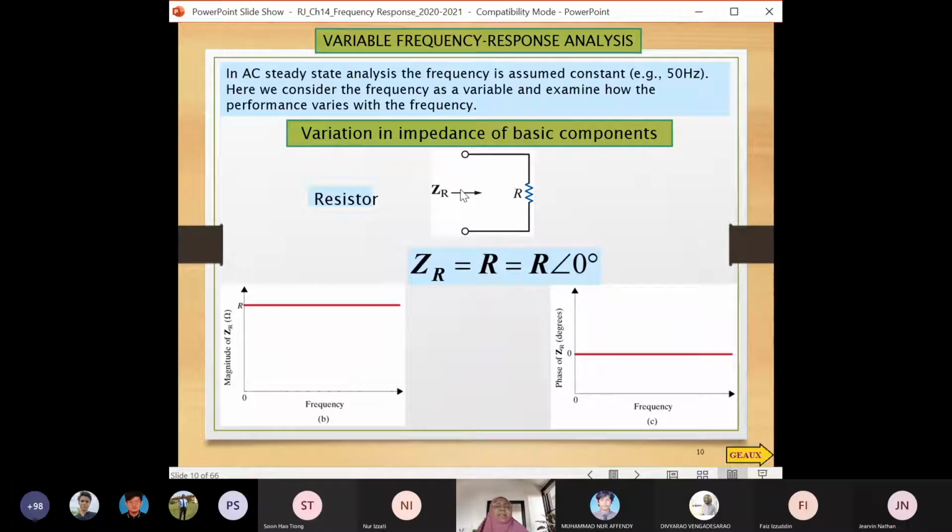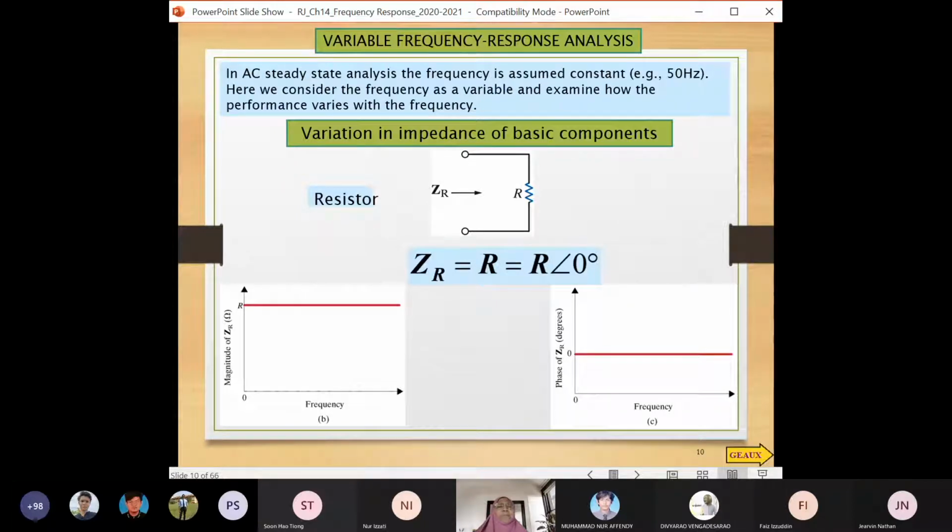Okay, all this while we have considered pure resistive circuits, but in actual circuits we have impedance, where impedance comes from the reactance of the device. In an AC steady state analysis, the frequency is assumed to be constant, such as 50 Hz. Here we consider the frequency as a variable. Okay, in a DC circuit, there is no frequency. So the values of the voltage and current are fixed.